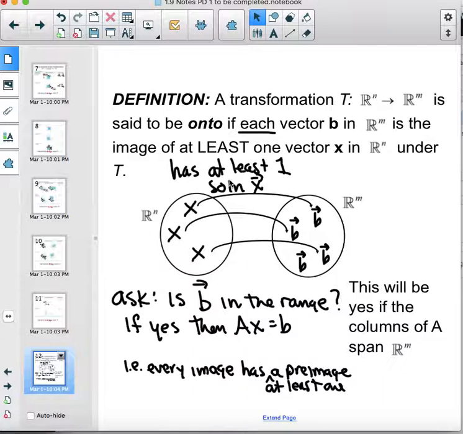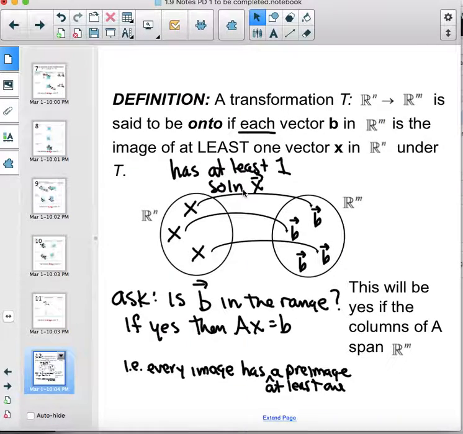Okay, so transformation Rn, so this is the space where the domain resides, and Rm is the space where the codomain is. So a transformation is onto if every single vector B in the codomain is the image of at least one vector x in the domain under that transformation T.